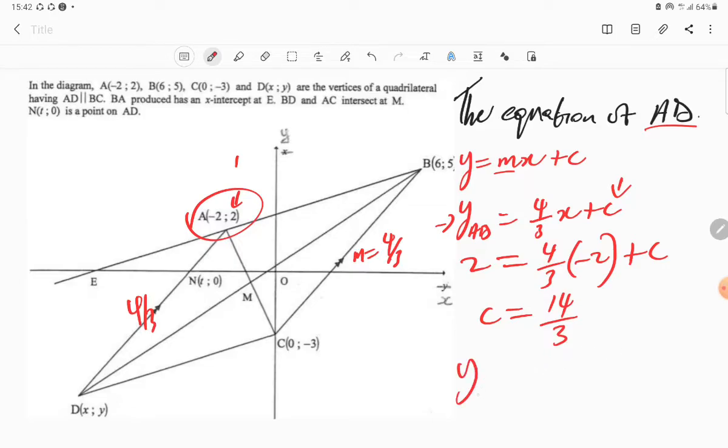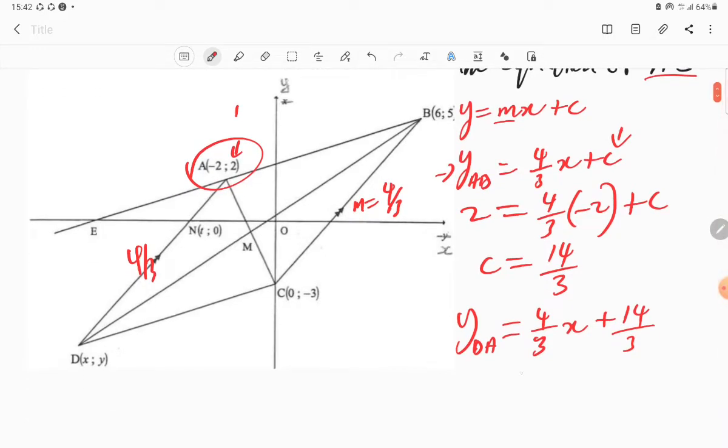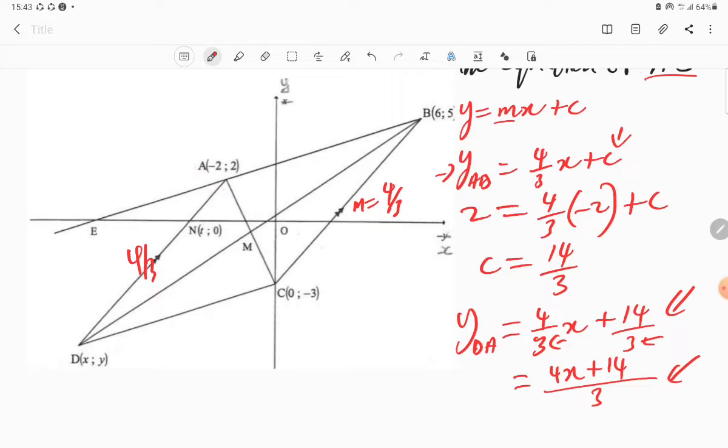You have to complete to write the equation of this line AD or DA. So the equation is now going to be 4/3 x plus 14/3. So this is how you can write the equation, but you can also write it this way, which is just (4x plus 14) all divided by 3, because you can see that 3 is the common denominator, so it's common to both terms, so you can just write it that way. So it's either written this way or that way, it really doesn't matter. So let's then go to the other question.